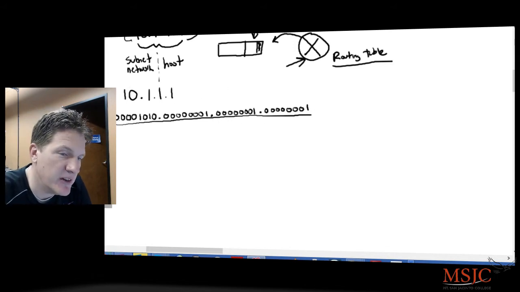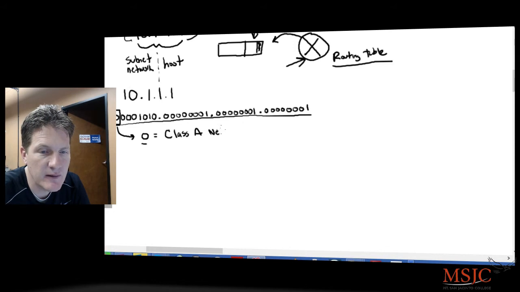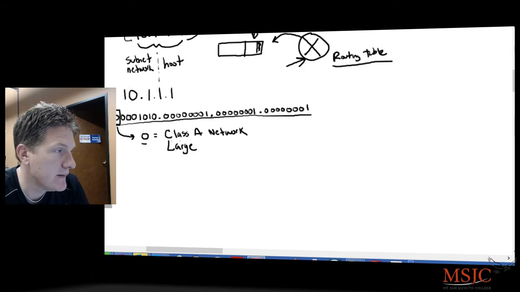What it would do is look at these first few bits. If the first bit is set to 0, then it considered this a Class A network, or what is considered large. Okay, and that's basically how it rolled.